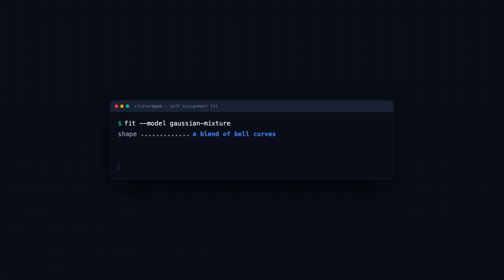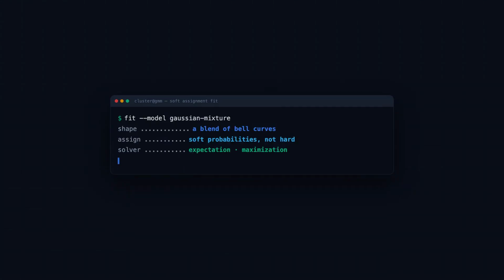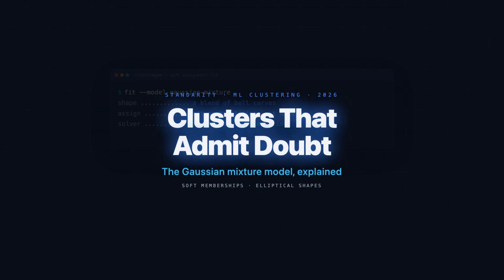Picture a scatter of data where two groups blur into each other, overlapping right where they meet. Ask a hard clustering method which group a point in that fuzzy middle belongs to, and it will bluntly say one or the other, full stop, no room for doubt. But that's not honest, is it? Real data overlaps, and sometimes the truthful answer is 70% this group, 30% that one.